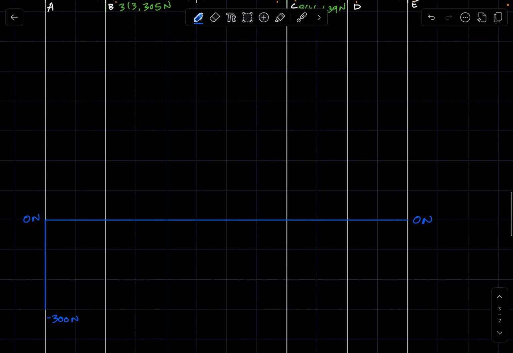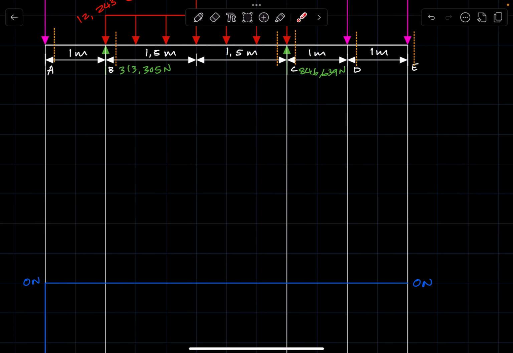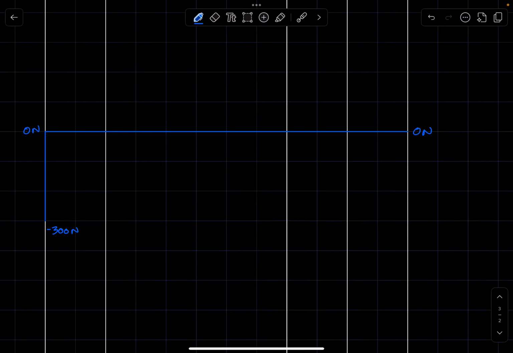13,305, which is positive. Now what you do here, in having to draw this part of the shear force diagram, is look at if we have a UDL between point A and point B. There is no UDL between point A and point B, and the way we show that on the shear force diagram is you draw a line going straight across.